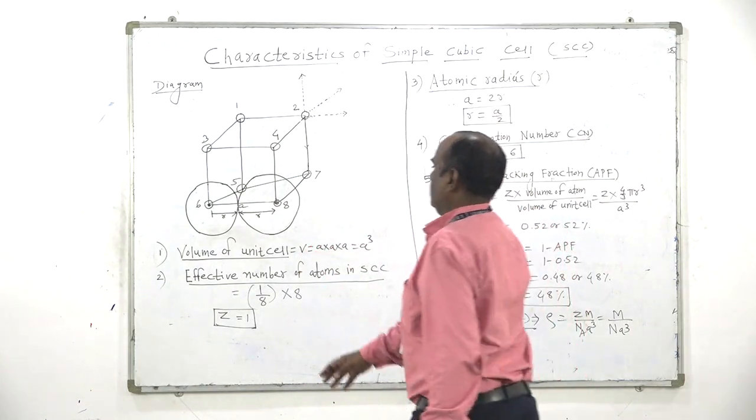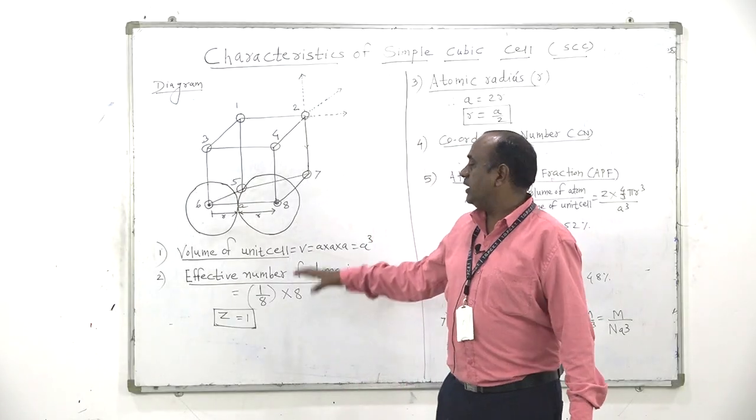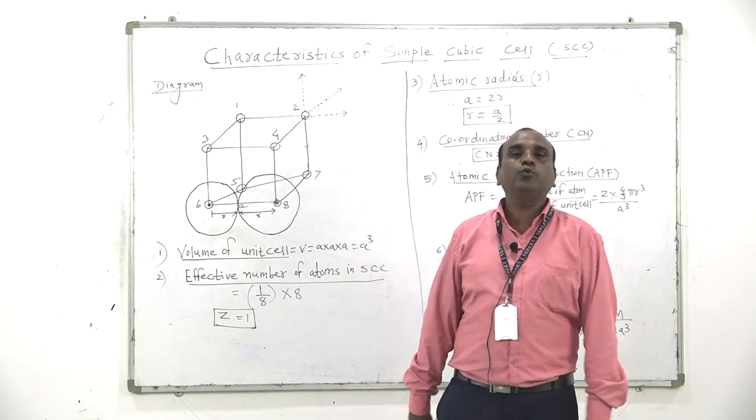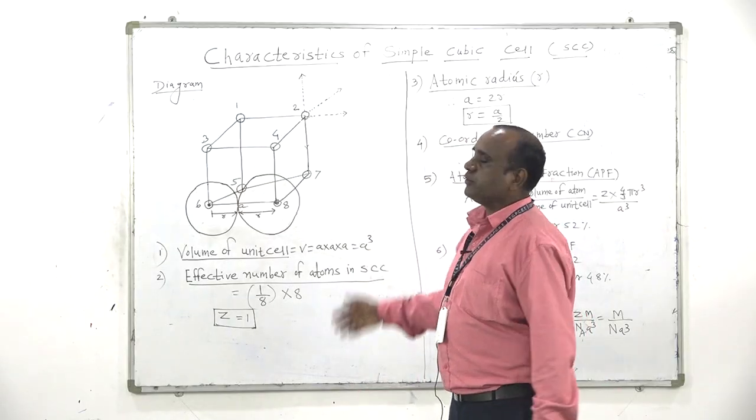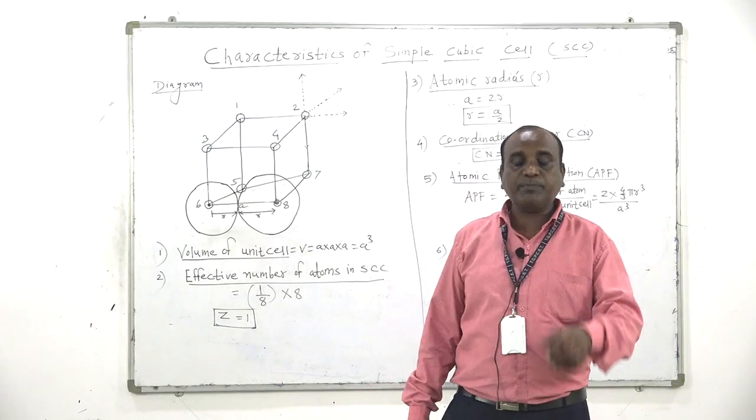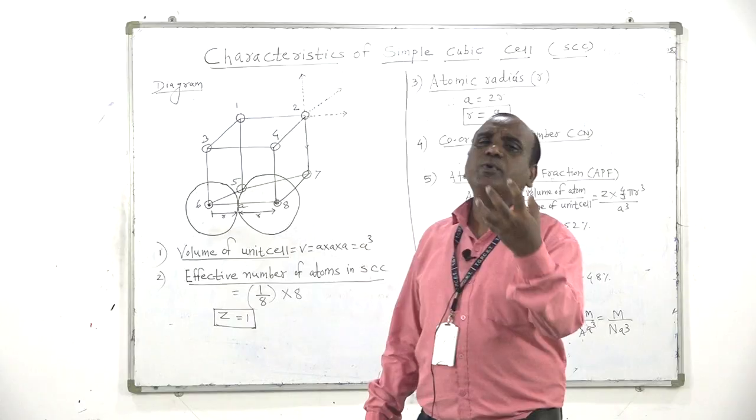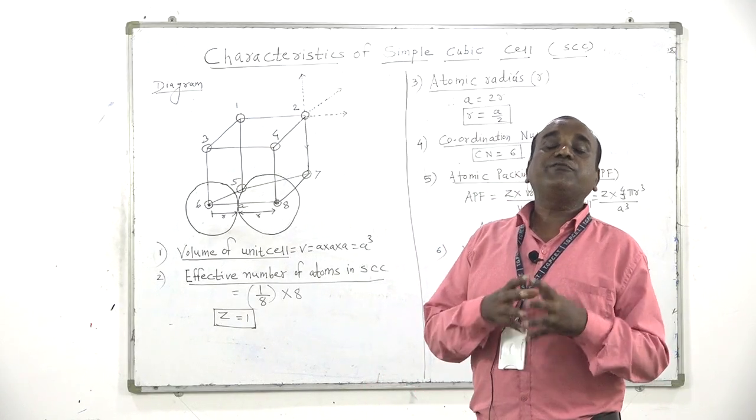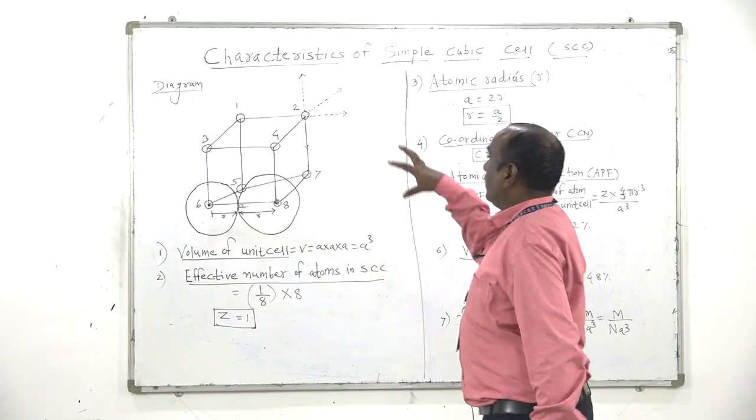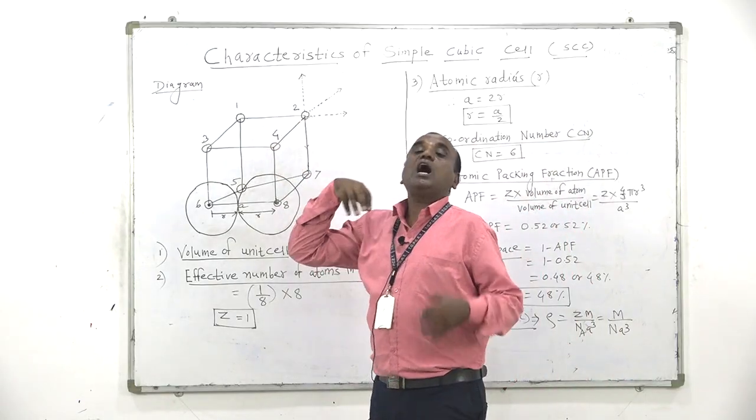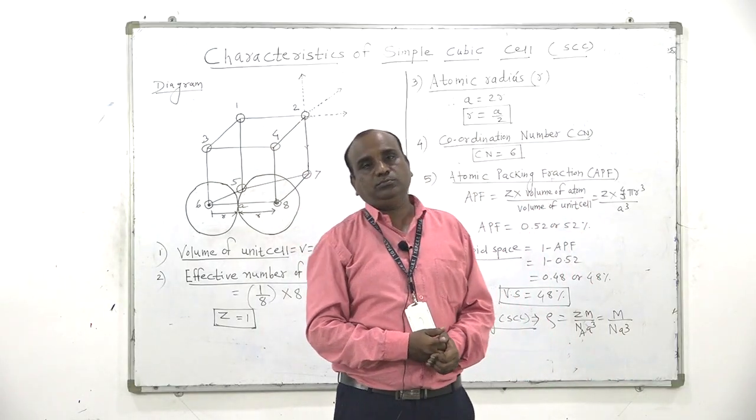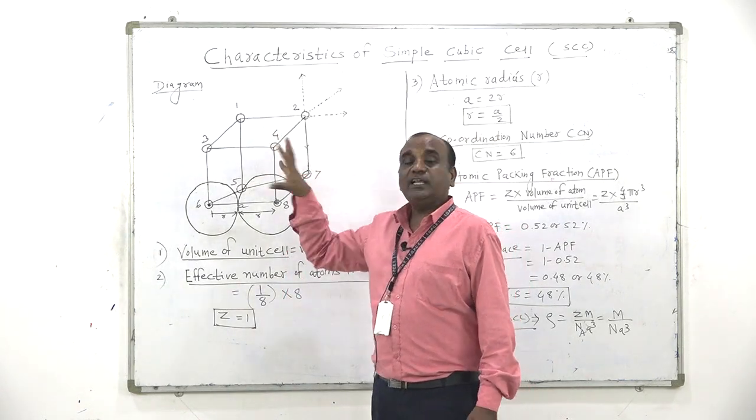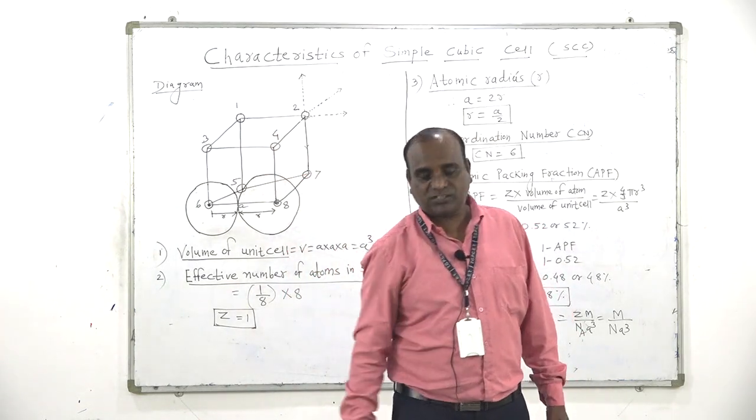Similarly, the second characteristic is effective number of atoms in SCC. Before studying the effective number of atoms in simple cubic cell, what do you mean by effective number? Students, effective number means how many atoms a particular unit cell consumes. How is it possible? This unit cell is related to the space lattice.